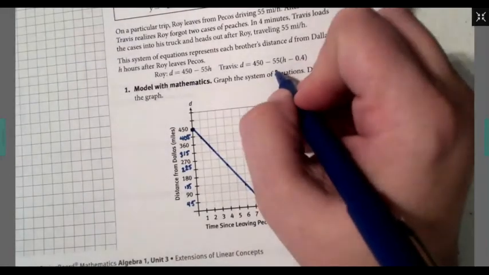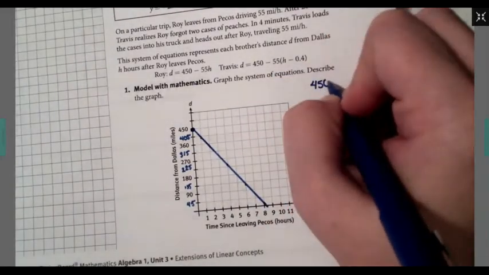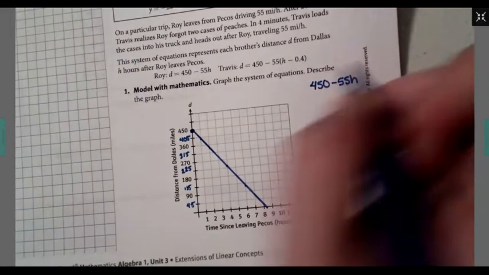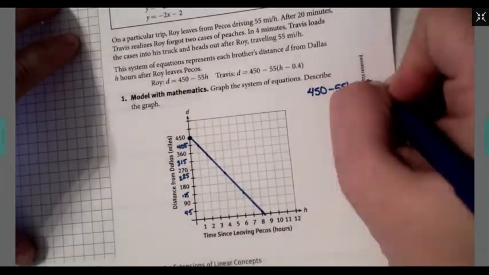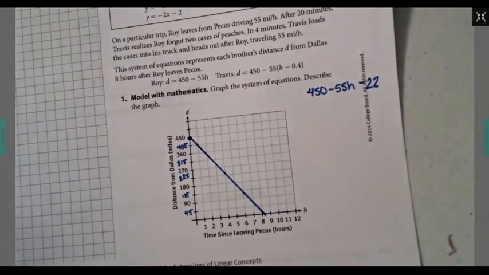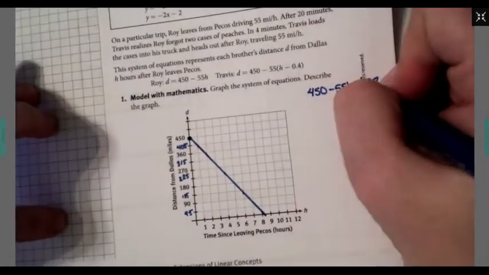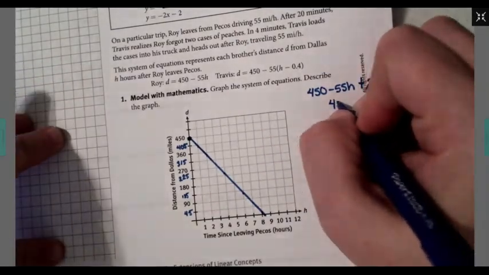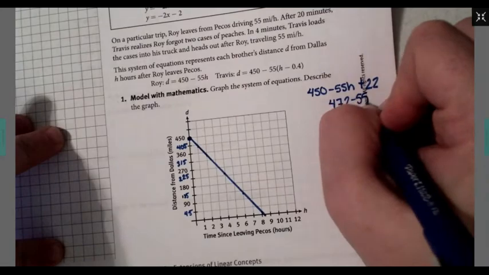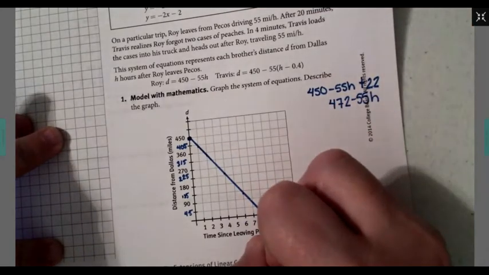Now, if I were to graph this one, I would need to do 450 minus 55H, and I need to see what 55 times 0.4 is, which is 22. So that would be minus 22. 450 minus 22. Oops, sorry, that's going to be plus 22 because a negative times a negative would be 472 minus 55H. So this line right here represents Roy.